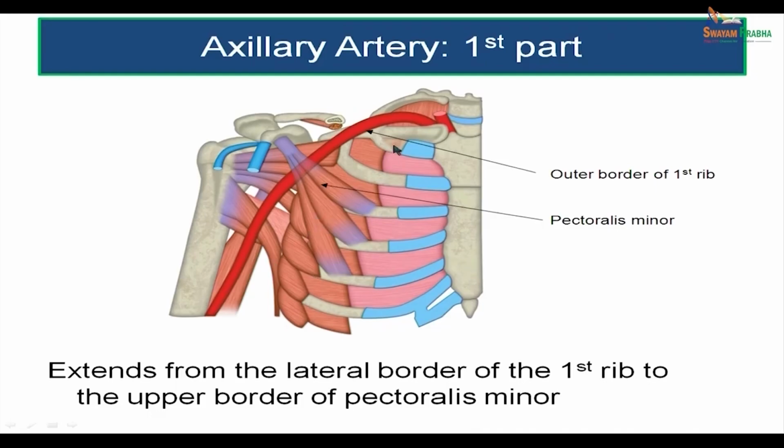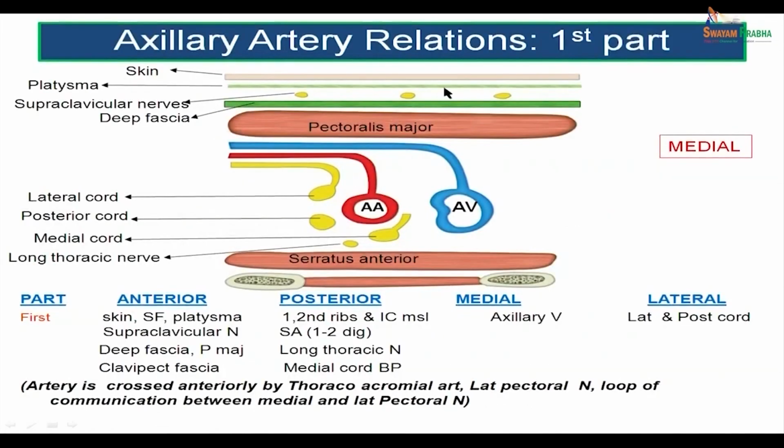So, first part, where does it start from? It starts from the outer border of the first rib. Where does it end? It ends at the upper border of pectoralis minor. What are its relations? So, relations of the first part: anterior, posterior, medial and lateral. In this diagram, this is the axillary artery. So, what are the anterior relations? Skin, superficial fascia, platysma, supraclavicular nerves, deep fascia and the muscle pectoralis major.